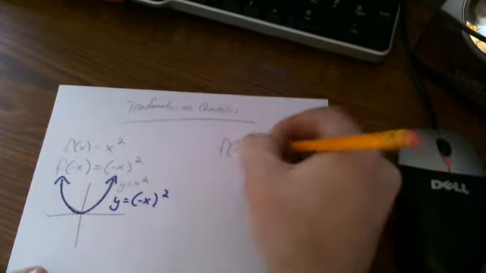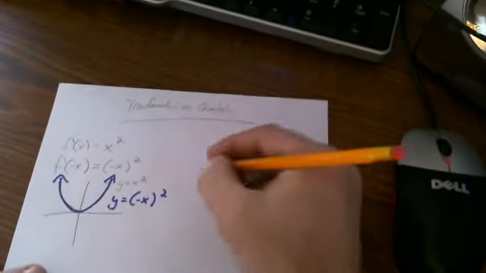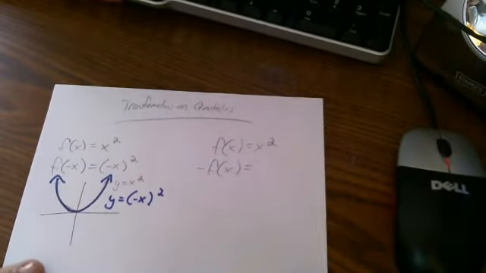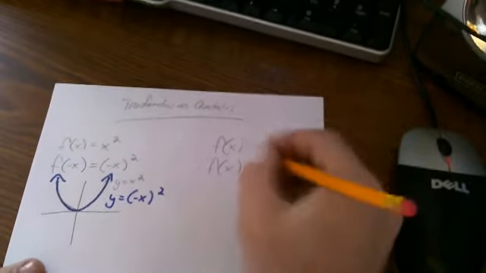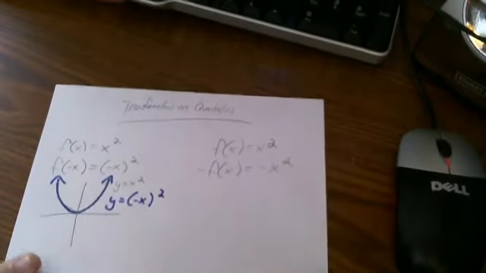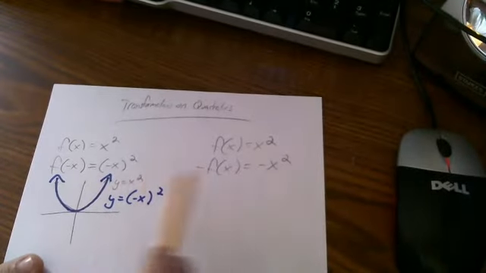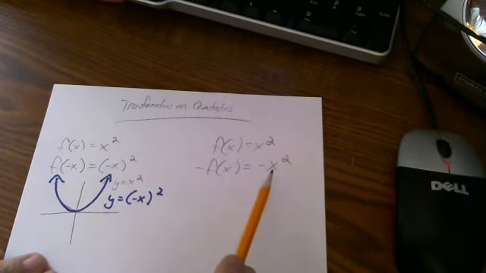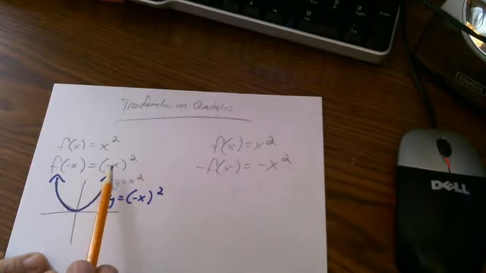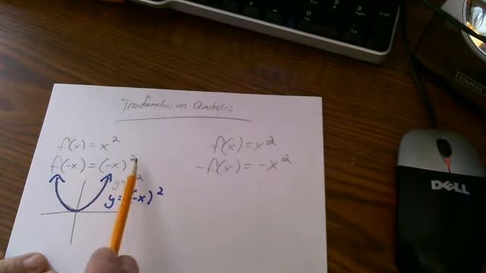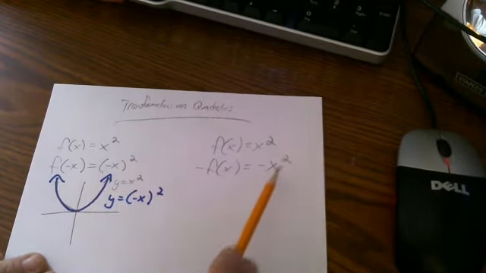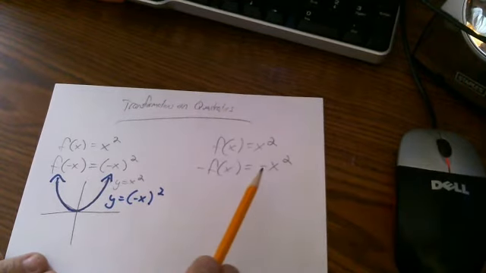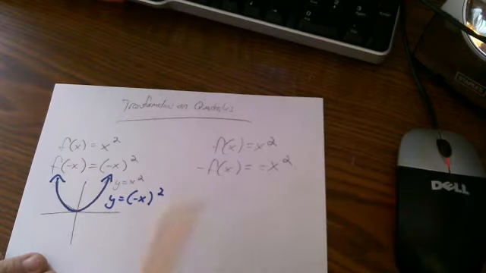F of x equals x squared again. Let's see what happens if we have negative f of x. So negative f of x is asking me to put a negative in front of our function, negative x squared. Notice the difference in notation here. These mean completely different things. The order of operations here says to make your x value negative and then square it, where the order of operations here asks you to square and then make it negative. So this is giving me only negative output values.